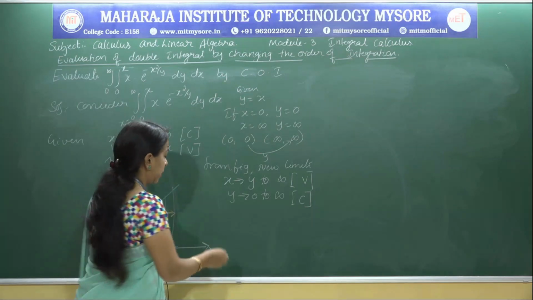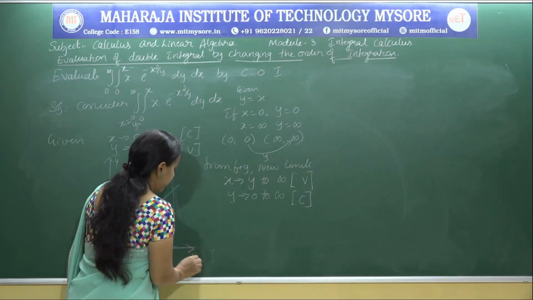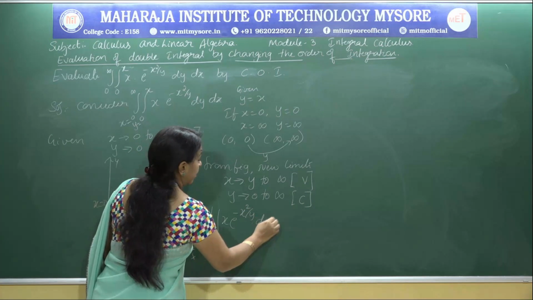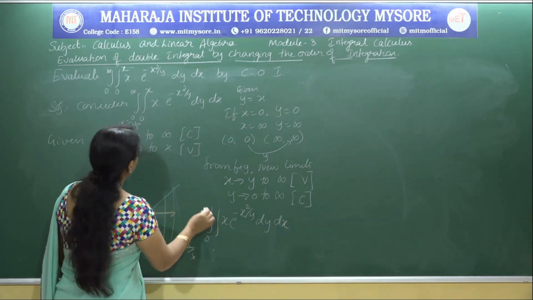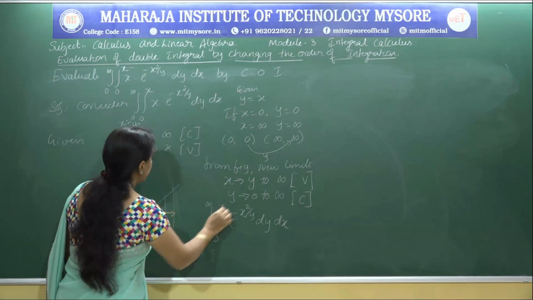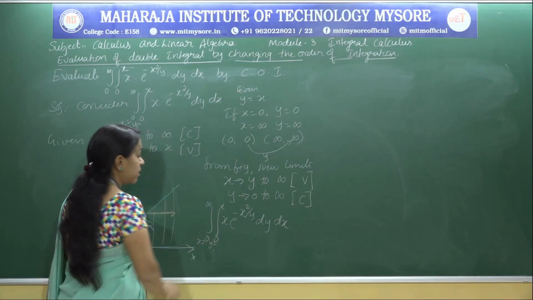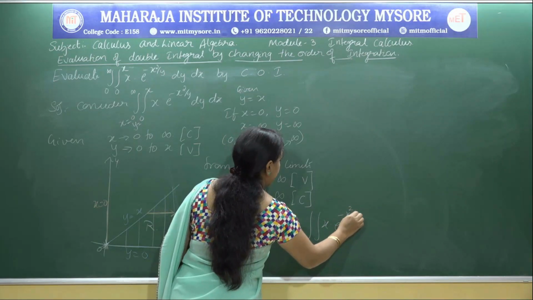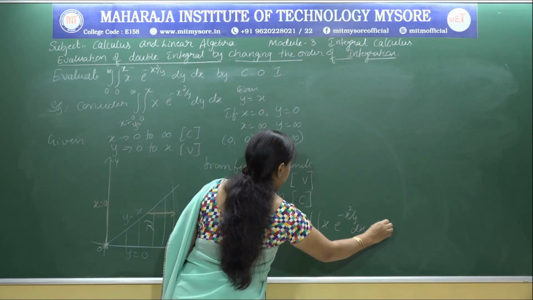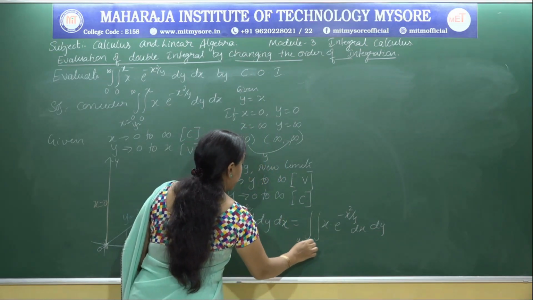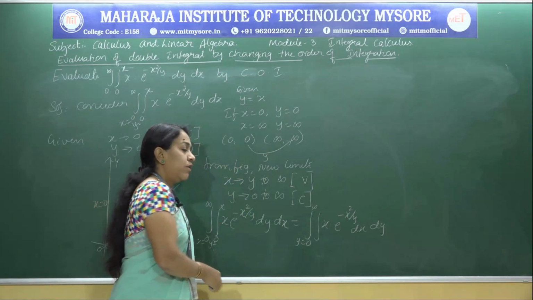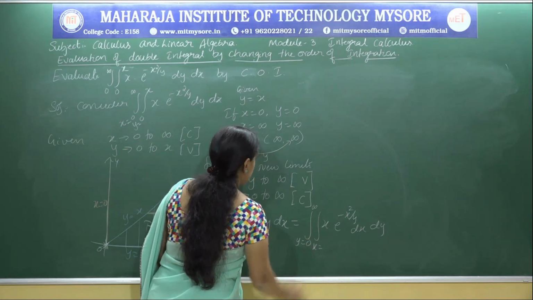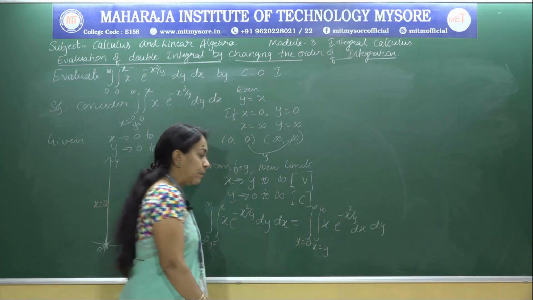Now, consider the given double integral. So, double integral x into e power minus x square by y dy dx between the limits 0 to infinity and 0 to x, where x varies from 0 to infinity and y limit is 0 to x, and the new limit is double integral of x into e power minus x square by y dx dy, where y varies from 0 to infinity. We should know that our constant limit is always the outer integral limit, and the inner limit is a variable limit, that is x varies from y to infinity.